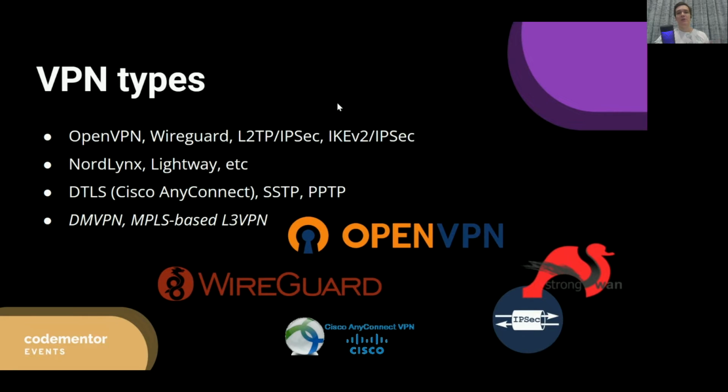And there are plenty of those, and potentially you wouldn't need all of them, of course, but you would need some of them, right? So I just created some groups. The first group is OpenVPN, WireGuard, and IPsec, right? They have different Layer 2 Tunneling Protocol and IKEv2, but it's all encrypted by IPsec.